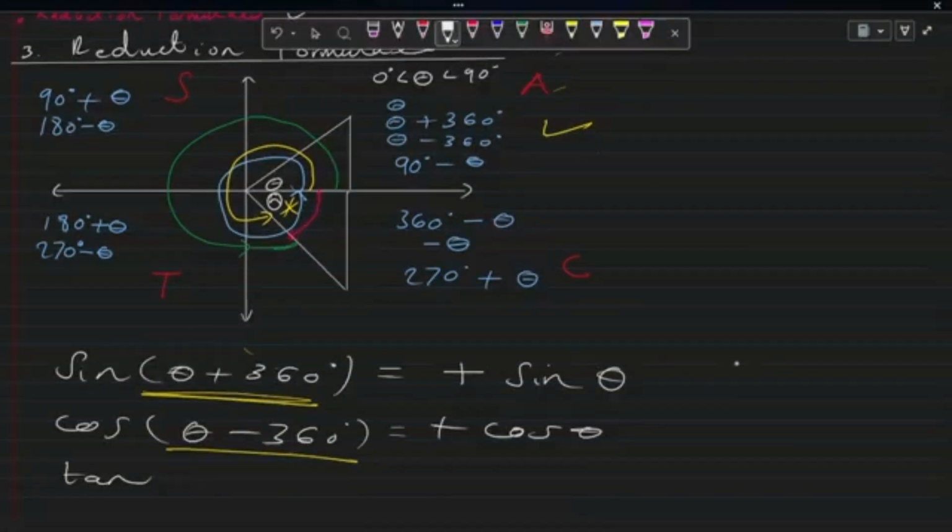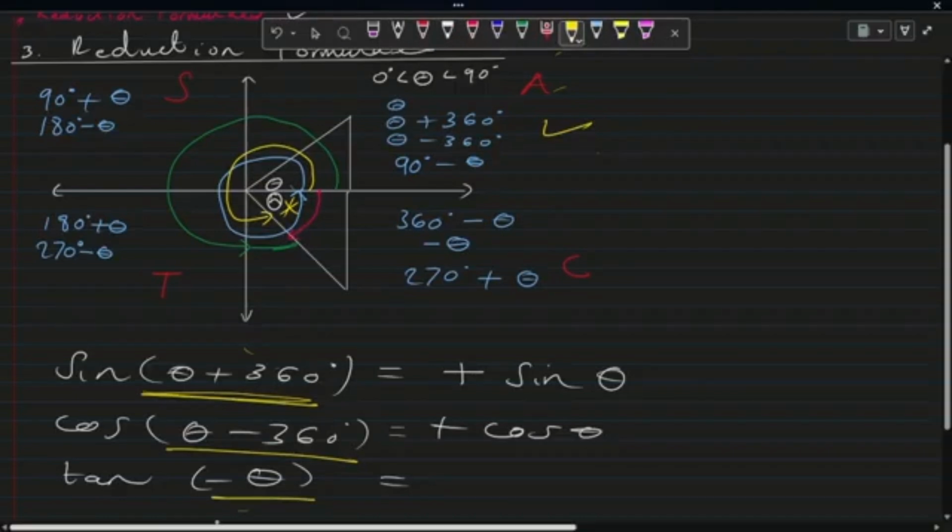Okay, and then let's do another one. Let's say we are given tan of negative theta. Okay, now the very same thing happens in this case. We ask ourselves, negative theta, in which quadrant will this angle be in? And the answer is, it is in the fourth quadrant. Now, in the fourth quadrant, is tan positive or negative? We know that the tan ratio in the fourth quadrant is negative, so this will give us a result of negative tan theta. Okay, negative tan theta.